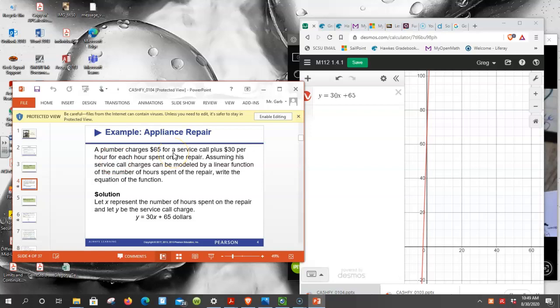So if you're going to call the plumber, be prepared to take your wallet out. It's going to cost a bunch just to even call for service. It's going to cost 65 bucks, and then it's $30 per hour. Actually, these are real prices. I'm sure it's like double by now.